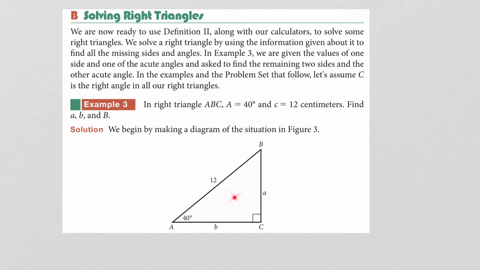We know that side C is opposite angle C, and then angles A and B are the other acute angles in the triangle. Angle A is 40 degrees, so over here we have side A. Angle B is here, and so over here we have side B.